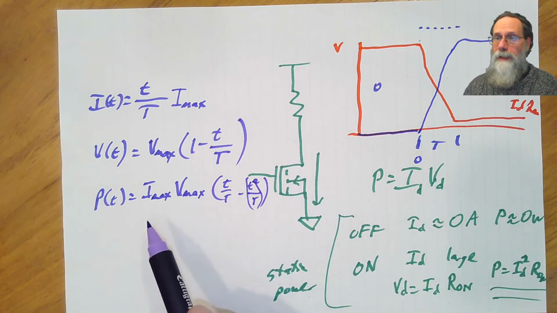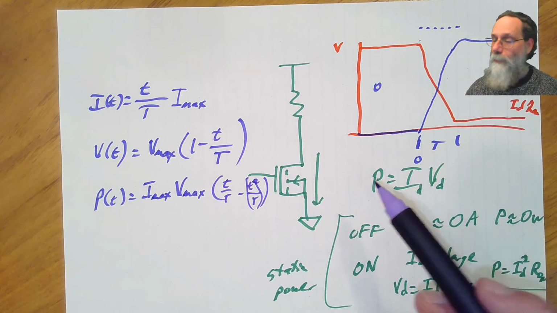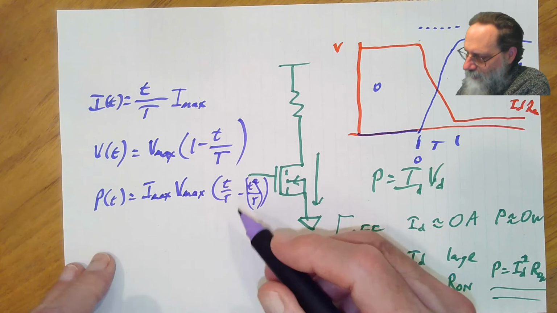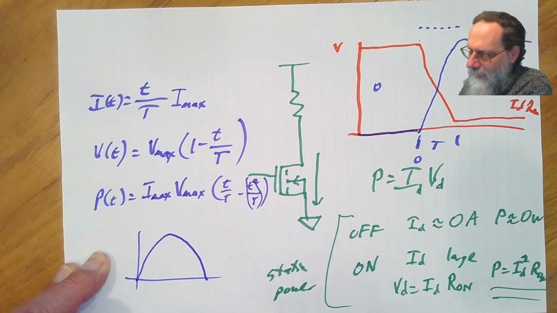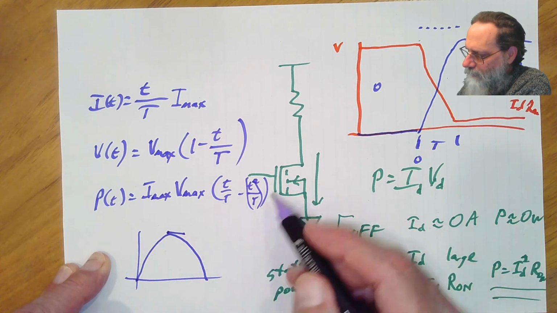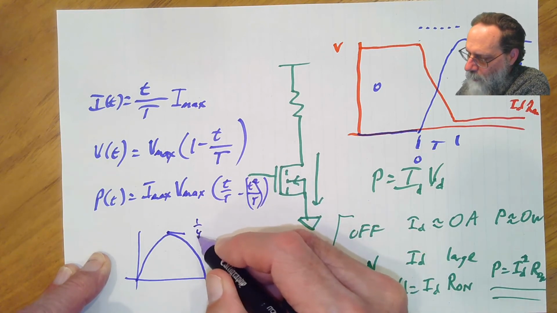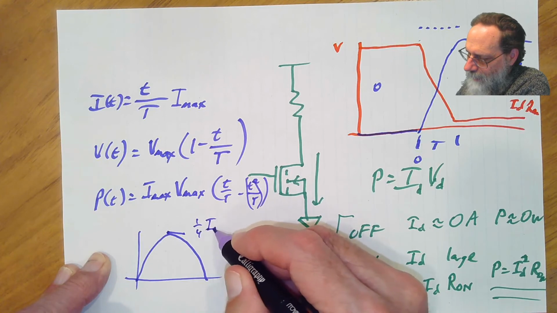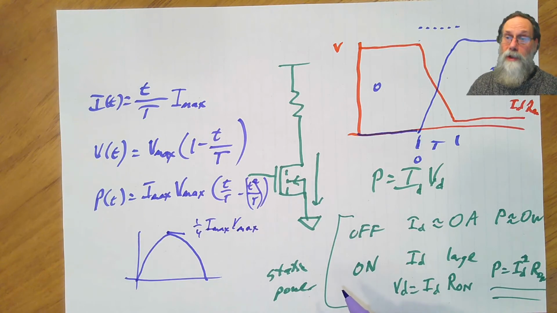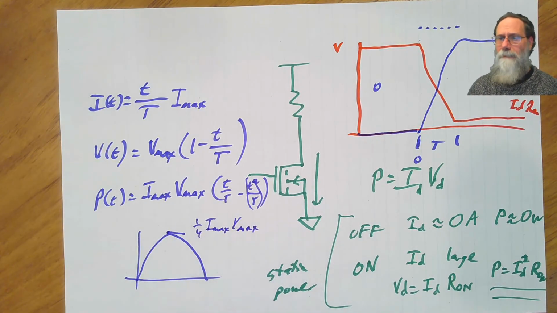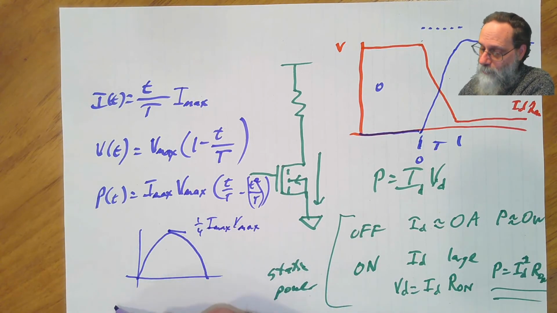So the power in the spike corresponds to the max power we would get if we had the full current and the full voltage at the same time, but it's got this quadratic in here, so it goes something like that, where the peak here would be at time being a half, so that's about 1/4 of Imax Vmax. This is a kind of complicated power curve. We want to figure out how much energy was in this switching event, which is sometimes referred to as the switching energy.